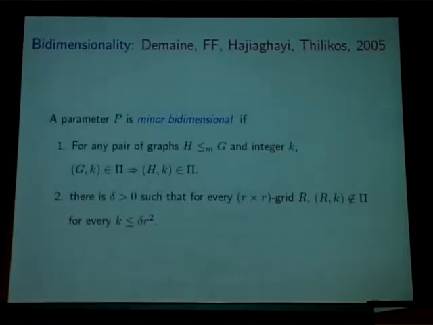Then I say that a parameter P is minor-bidimensional. So I have some parameter on graphs. If for any pair of graphs where one graph is a minor of the other, it means that if G with k is a yes instance of my parameterized problem, then H with k is also a yes instance. So taking a minor doesn't grow my parameter.